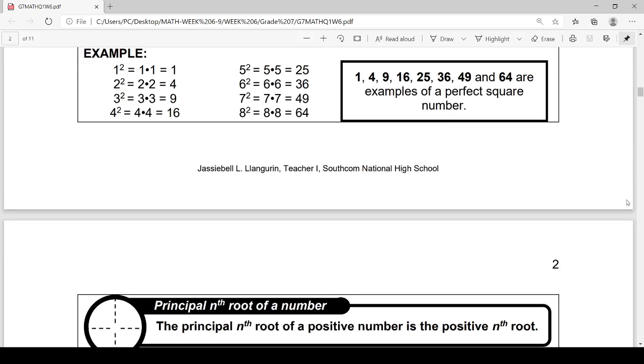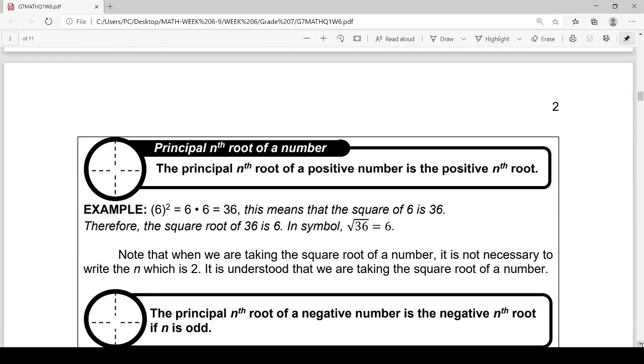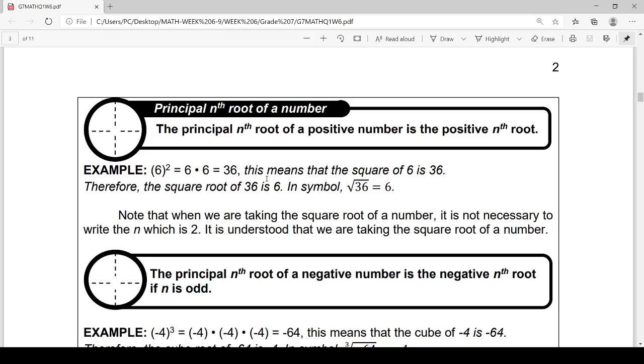Okay, so we have here another, the principal nth root of a number. The principal nth root of a positive number is the positive nth root. For example, 6 squared is 6 times 6, which is 36. This means that the square of 6 is 36. Therefore, the square root of 36 is 6. In symbol, we have square root of 36 equals 6.